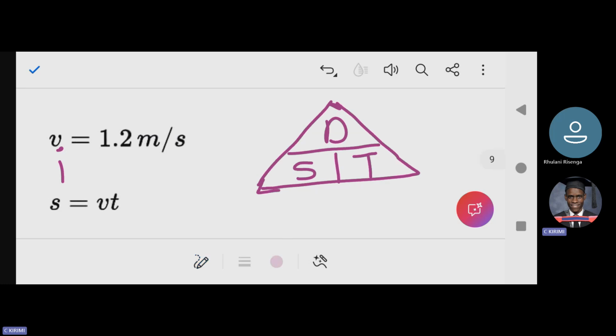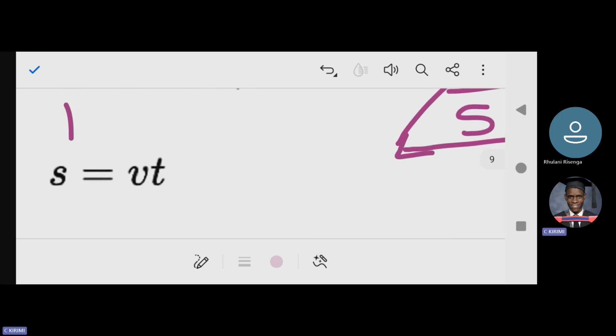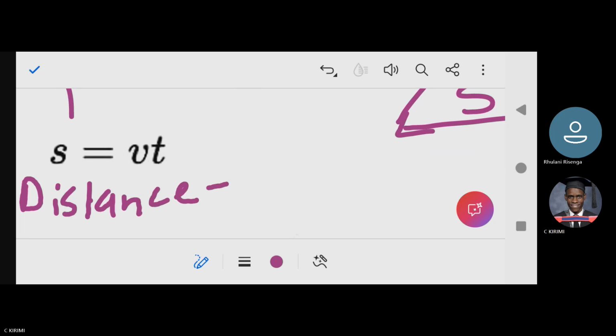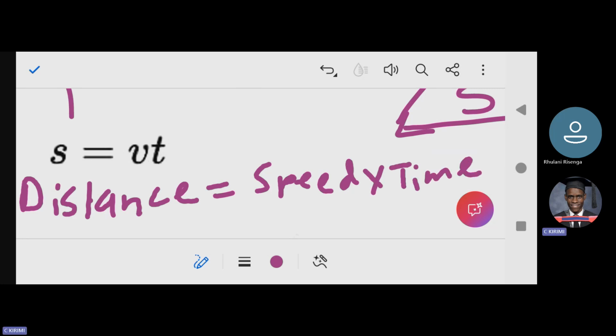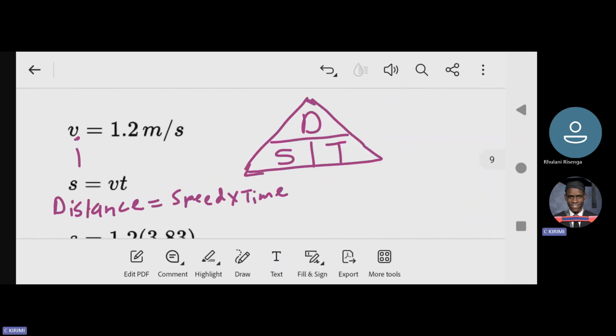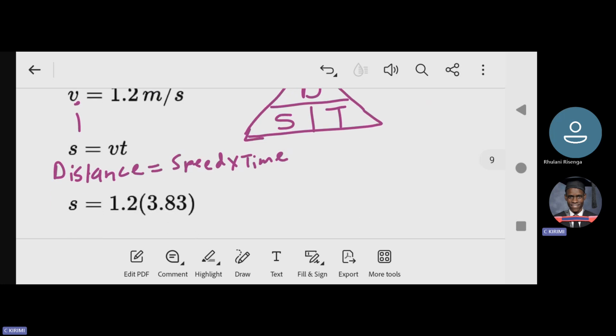So what is this speed? The V is representing the speed. This S is just a distance. So distance is equal to speed times time. V is representing the velocity, which is the speed. So speed times time, or velocity times time, using that formula. Distance equals speed times time.